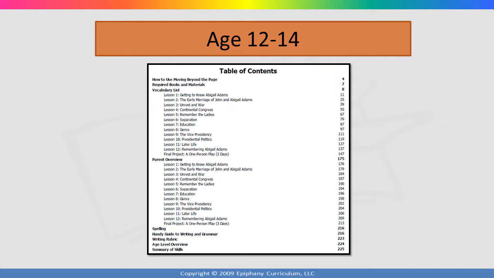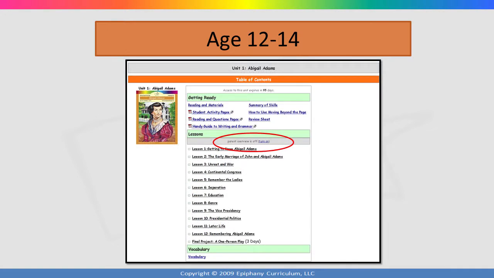Notice on the table of contents that there is a parent overview section that contains an overview for each lesson. The parent overview sections provide you with descriptions of each activity, answer keys, and suggestions for further exploration. If you are using the online version of the curriculum, you can just click the link that says Turn On for the parent overview. This will cause the parent overview sections to display within the lessons as you view them.